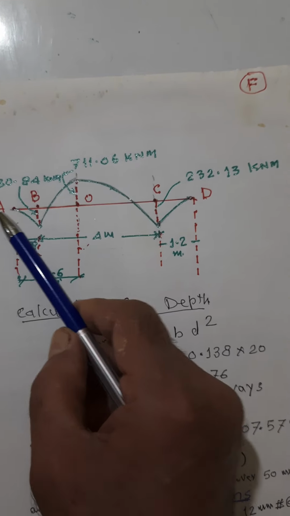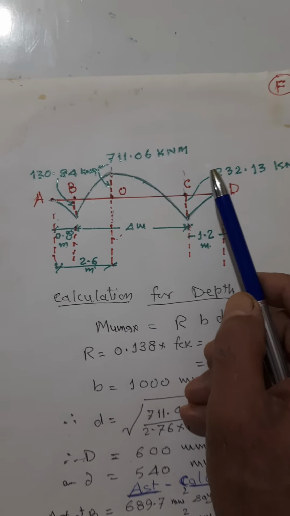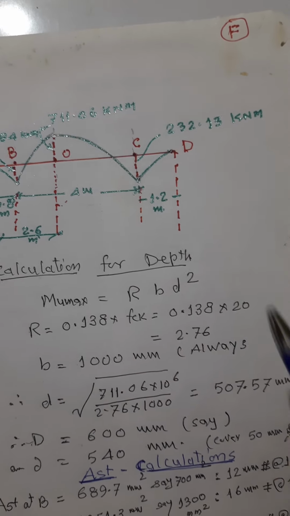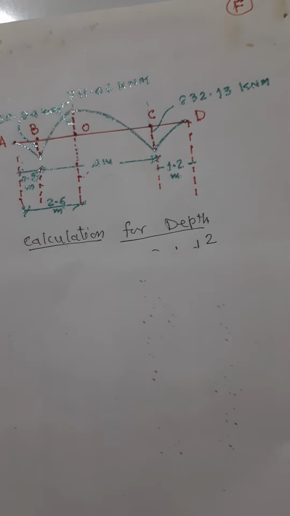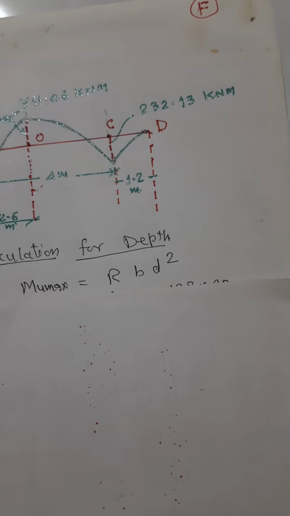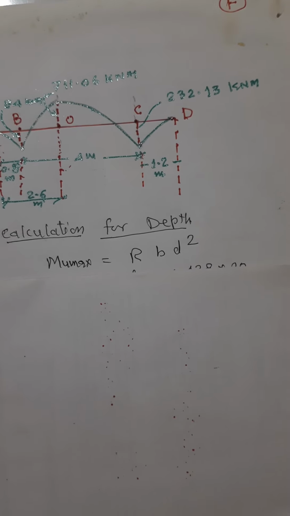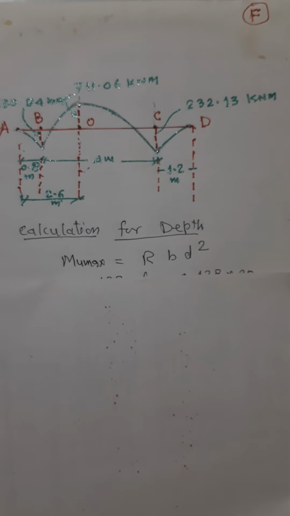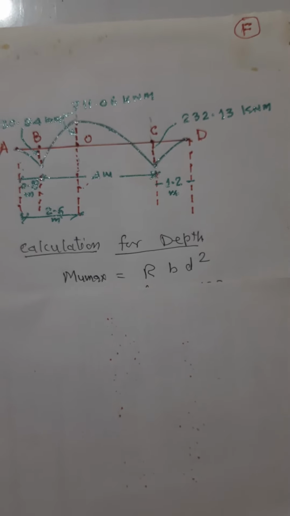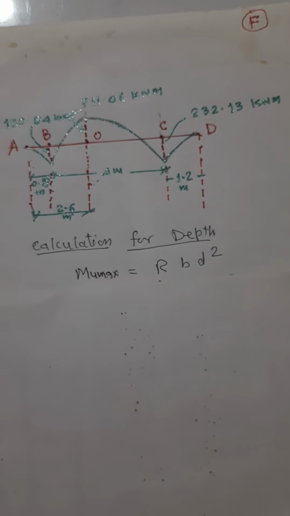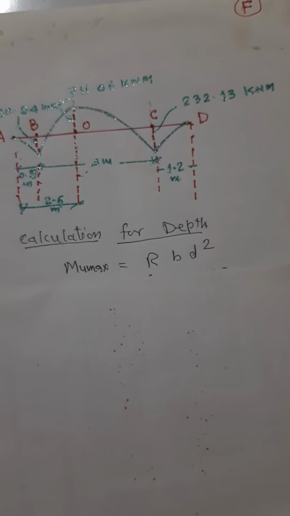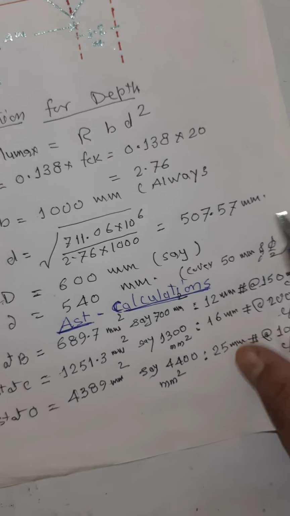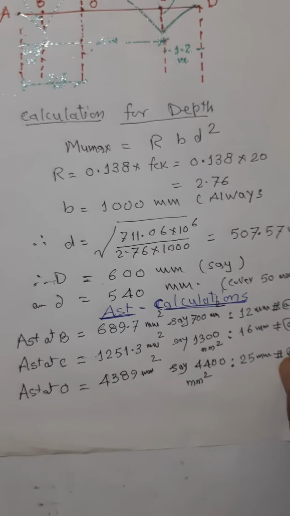So amongst all the three, pick up the maximum bending moment and find out the value of D required. Using M is equal to RBD square, Mu max is given as 711 point something, 0.06 kilonewton meter. B will be taken as 1000. R will be 0.138 into fck because M20 is given. fck will be 20, and find out the value of D. And when we find that, D comes out to be 507 point something mm.